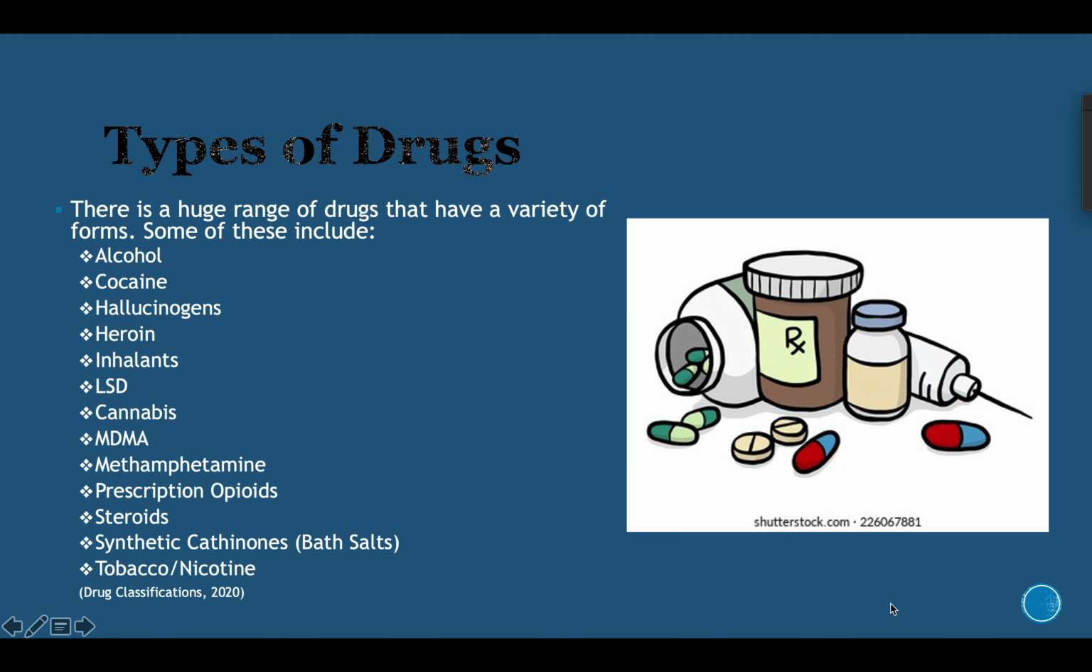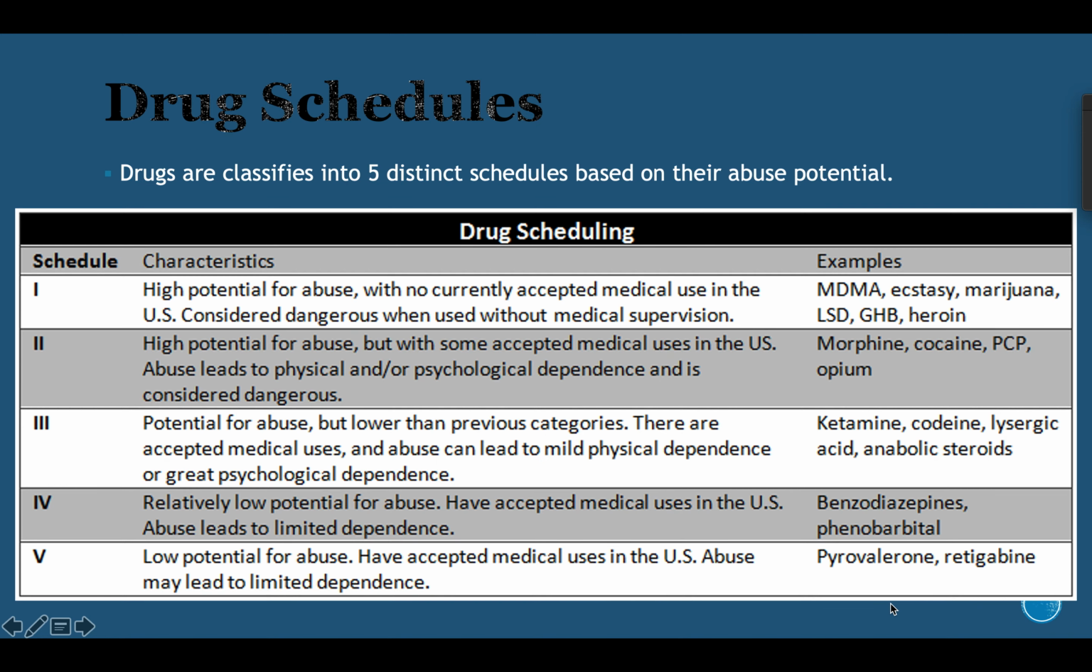So going into the different types of drugs, there's so many different kinds of drugs. Some of these include alcohol, cocaine, hallucinogenics, heroin, inhalants, LSD, cannabis, MDMA, methamphetamine, prescription opioids, steroids, synthetic bath salts, basically tobacco and nicotine, all different kinds of things, all used in different ways, all affecting the body differently. Some of them have more abuse potential than others. So we're going to go into that. We're going to start with the drug schedule.